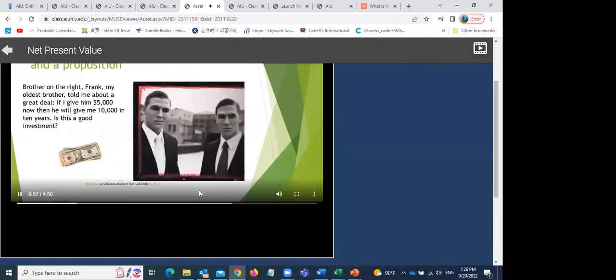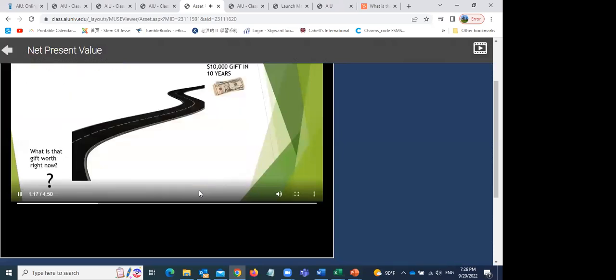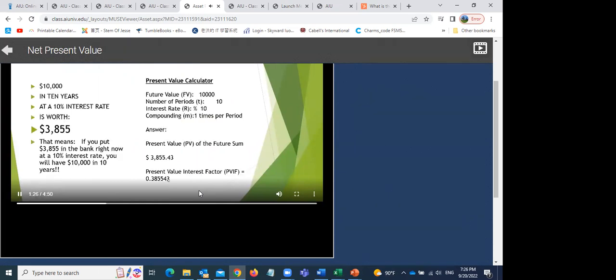Let's take an example of my brothers and a proposition. My brother on the right, Frank, my oldest brother, told me about a great deal. He said, if I give him $5,000 now, he will give me 10 grand in 10 years. $5,000 right now, and I get 10 grand in 10 years. Sounds like a good deal, but is it? Well, what is that gift worth right now? $10,000 in 10 years is worth what right now?